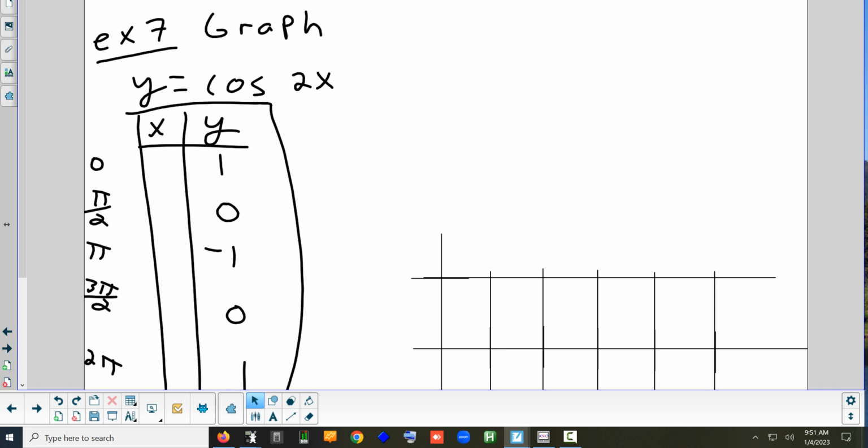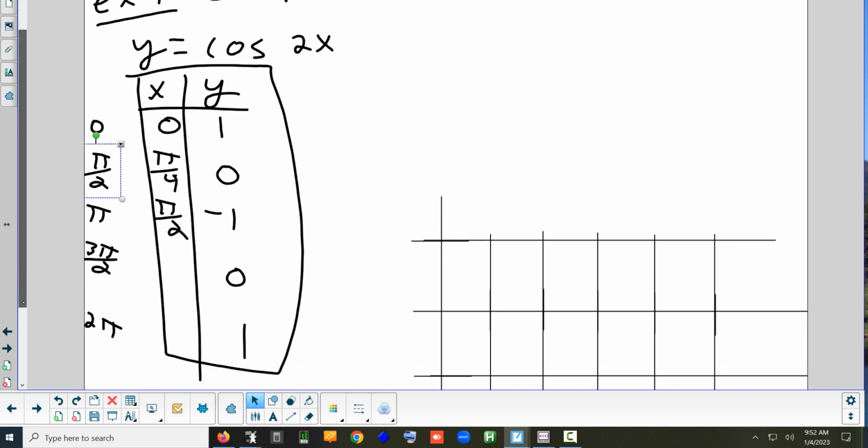Okay, so what are we going to divide all these by this time? Yep, 2. Divide them by 2. Dividing something by 2 basically means to take half of it. So just take half of all of these. What's half of 0? 0. Half of pi over 2? Pi over 4. Half of pi? Pi over 2. What's half of 3 pi over 2?